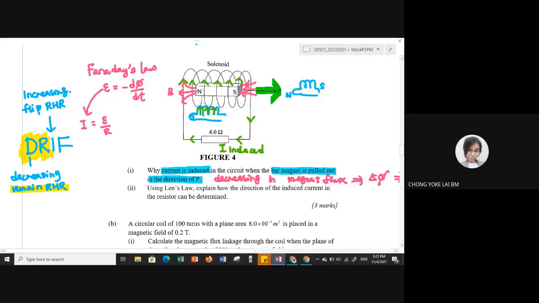Ke bawah macam ni. So current induced kita daripada right pergi ke left, macam ni, so that we can produce B induced, sama arah dengan B asal. Kita wujudkan balik benda tu, sebab B tu makin decreasing, so kita kena wujudkan balik yang sama.